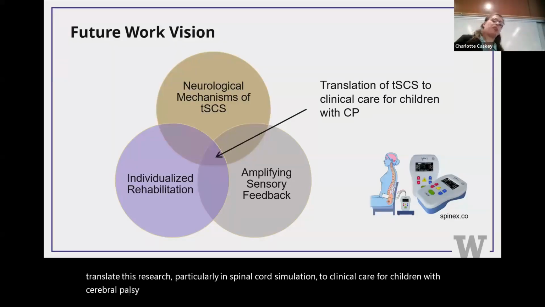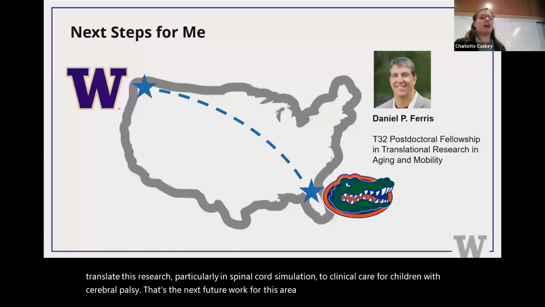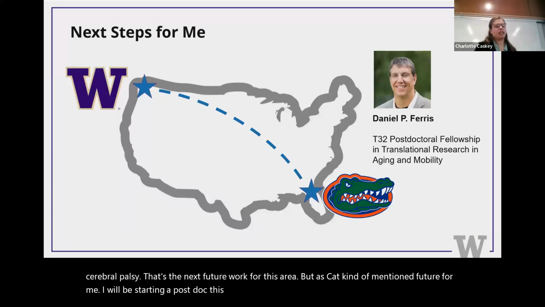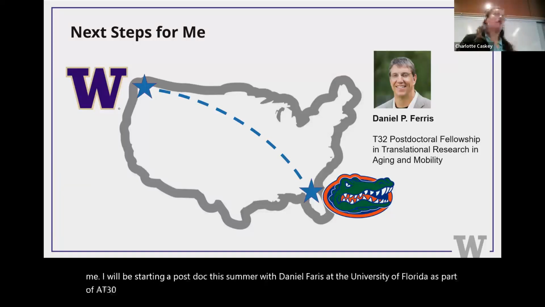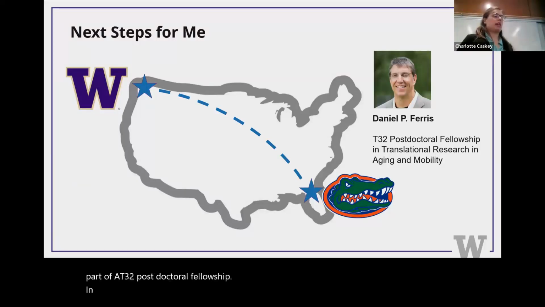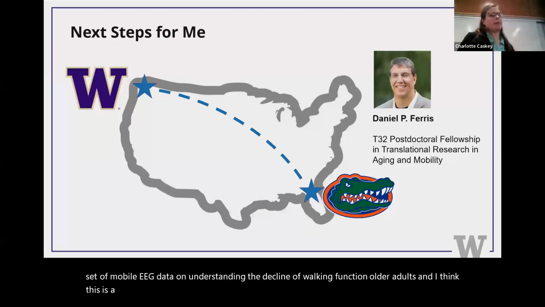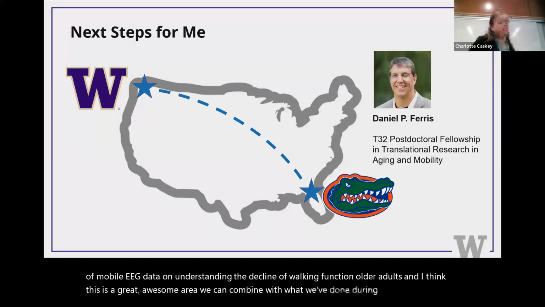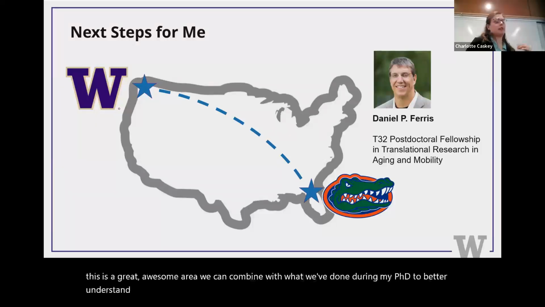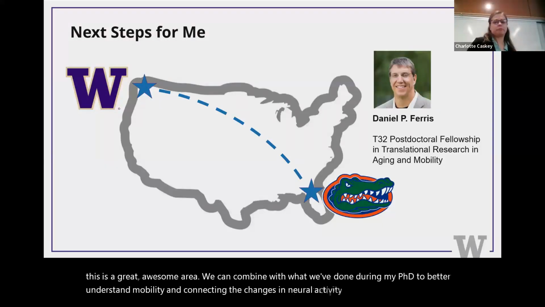That's the next or future work for this area, but as Kat mentioned, future for me, I will be starting a postdoc this summer with Daniel Ferris at the University of Florida as part of a T32 postdoctoral fellowship in translational research in aging and mobility. And I'm going to be working with a large data set of mobile EEG data on understanding the decline of walking function in older adults. And I think this is an awesome area we can combine with what we've done during my PhD to better understand mobility and connect changes in neural activity to function.